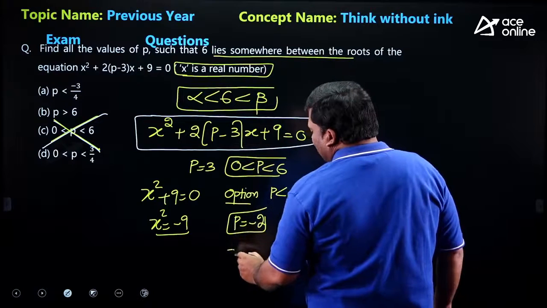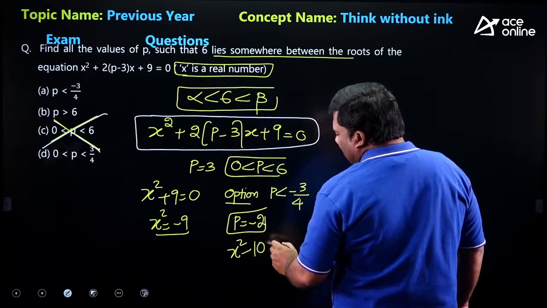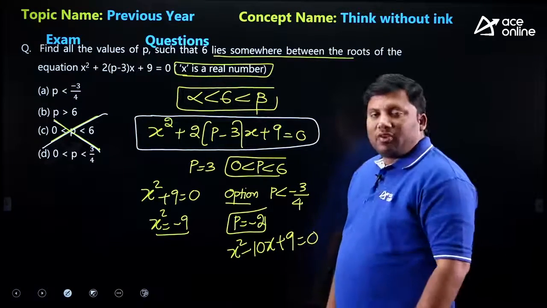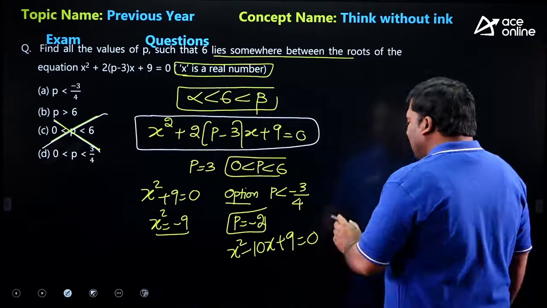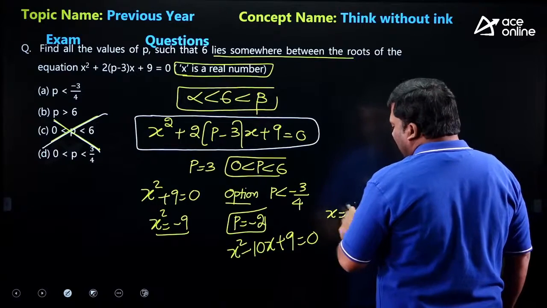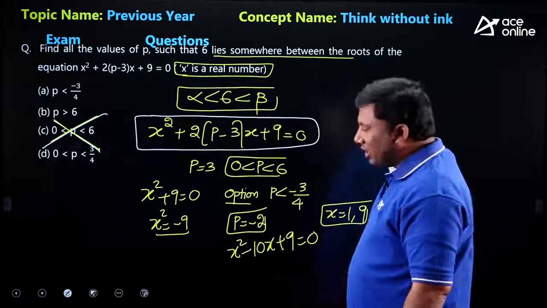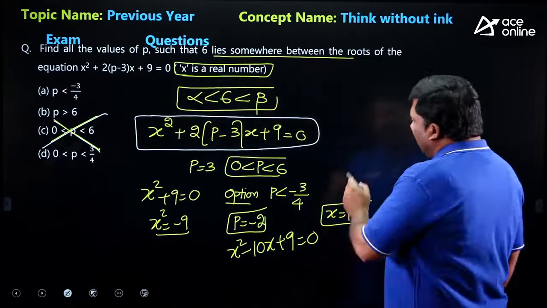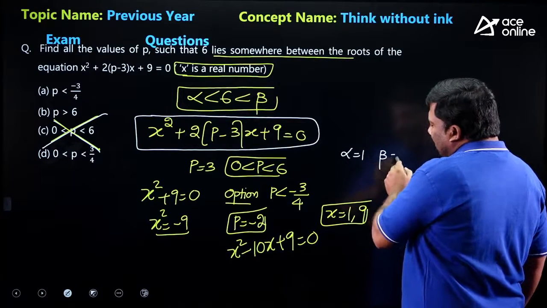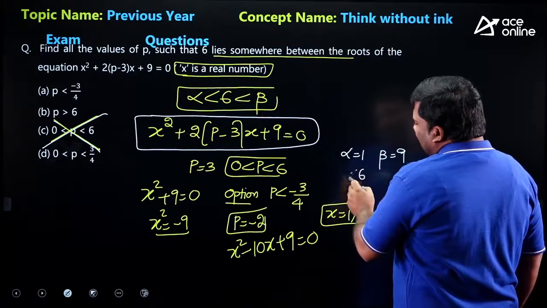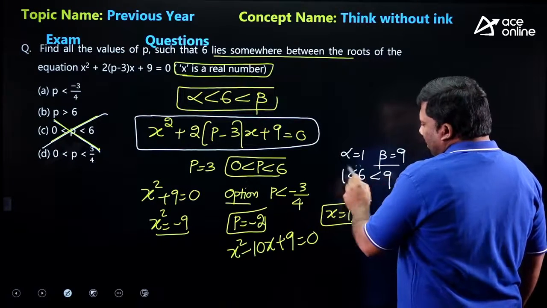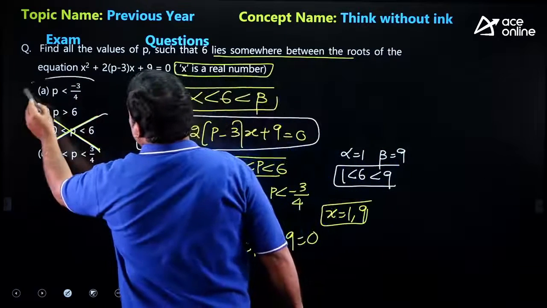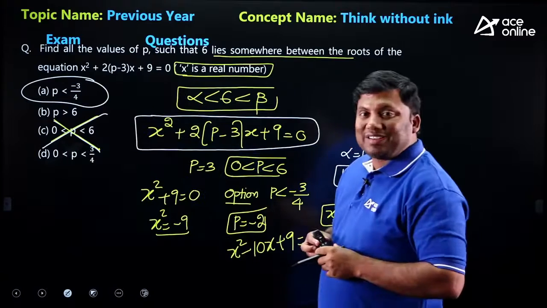Minus 2 minus 3 is minus 5. Minus 5 into 2 is minus 10. X square minus 10x plus 9 equivalent to 0. What are the roots of x square minus 10x plus 9 equivalent to 0? It is 1 comma 9. That means x values will be 1 and 9. If the lowest is 1 and the highest is 9, x lies between 1 and 9. Simple question. Does 6 lie between 1 and 9? Definitely yes. So the answer for this question is option A.